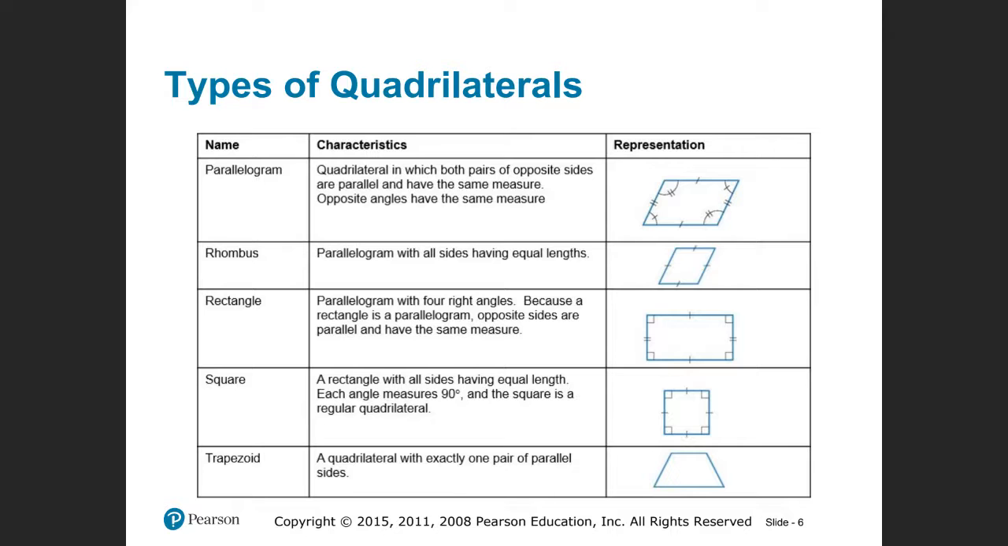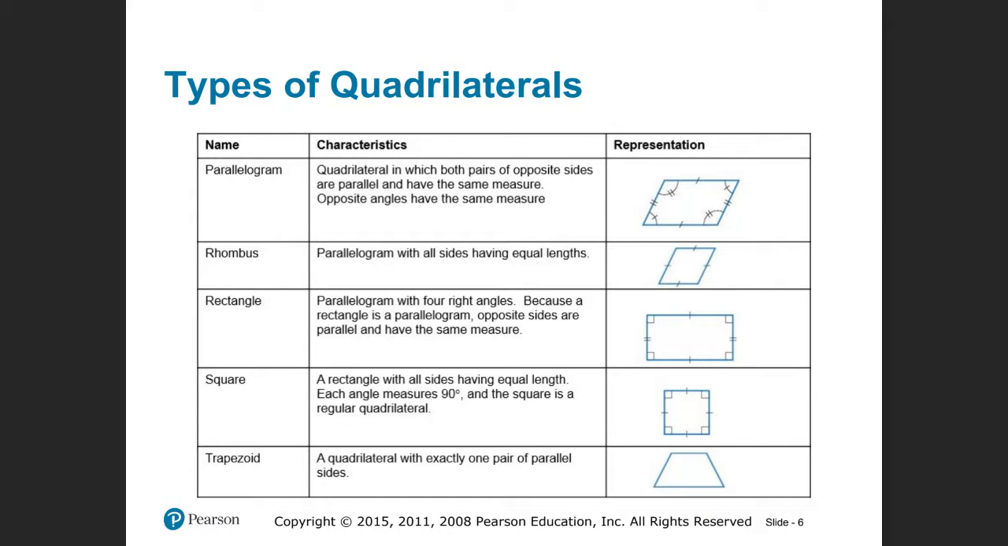A rhombus is kind of like a square that's leaning. It's a parallelogram with all sides having equal lengths and opposite angles are equal. Rectangle, parallelogram with four right angles. Because a rectangle is a parallelogram, opposite sides are parallel and have the same measure.